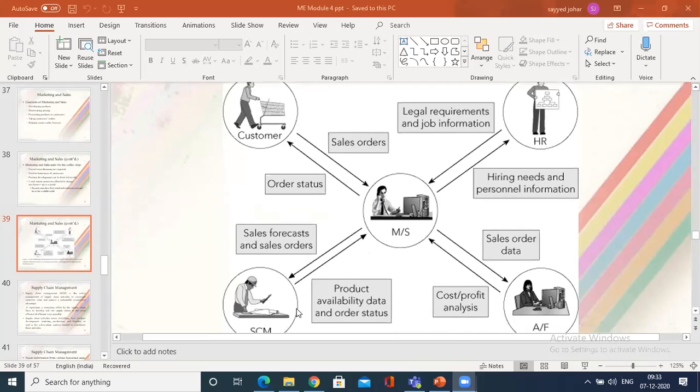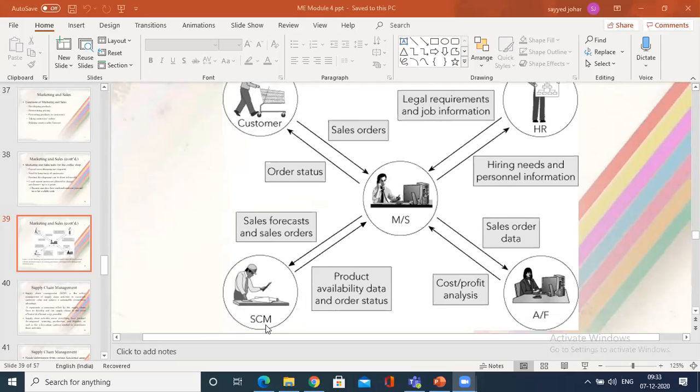So here is the supply chain manager. He will provide the sales forecast and the sales orders, that is product availability data and the order status. This is from the accounts and finance. He'll provide the sales order data and cost profit analysis being exchanged between them.